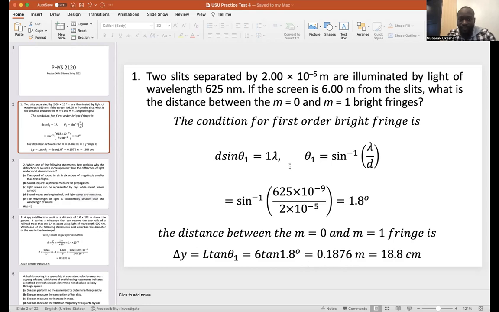So first of all, you find theta 1 corresponding to the first order bright fringe, and then you put it as y over L is tan theta, and then y, the distance between m equals 0 and m equals 1, becomes L tan theta, and the L is given to be the screen, the distance of the screen from the slits. Okay.